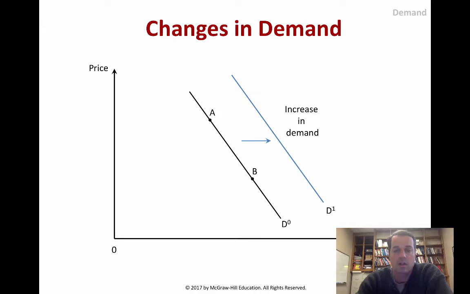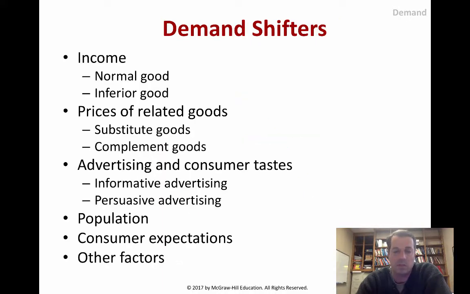So an increase in demand would be a shift to the right: at any given price, say point A, I don't know what price that matches up to, that would shift out to a higher quantity if you go down on the new blue curve. And then a decrease in demand is a shift to the left. Again, this is from something, I don't think they specified here. Things like this. Income.